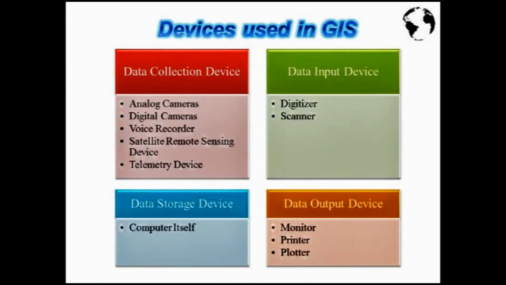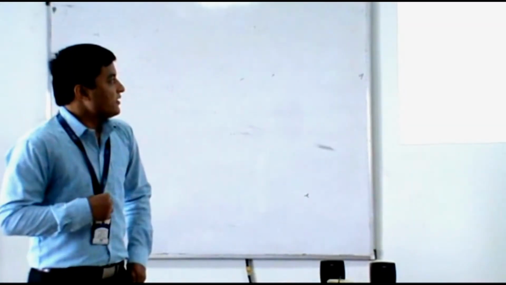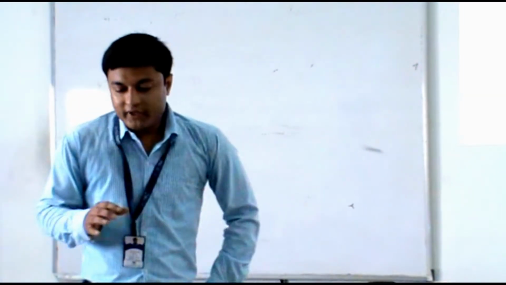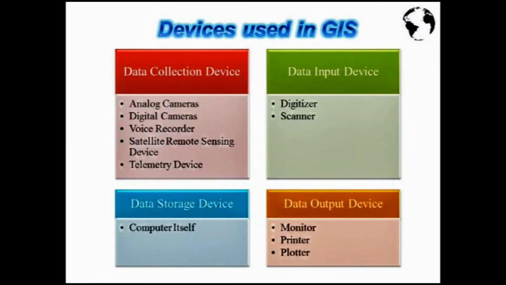And there are devices like analog cameras, digital cameras, voice recorders, satellite remote sensing, and telemetry devices. These are the data collection devices used for getting the data. Then input devices like a digitizer or scanner. Means we have a simple map, we can convert it into digital, and that digital map is stored in our device. So these are the data input devices, and the data is stored in the computer. Then monitor and printer are the output devices.